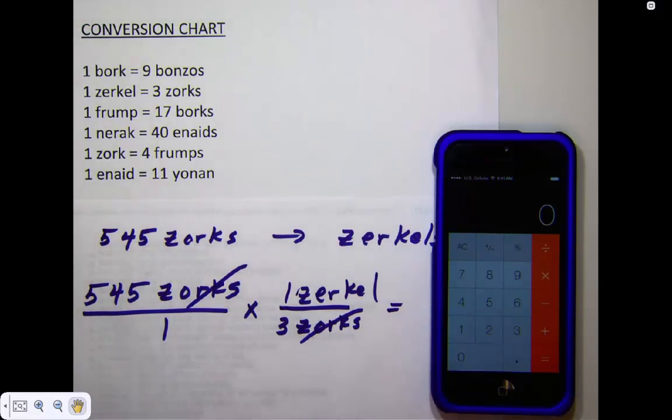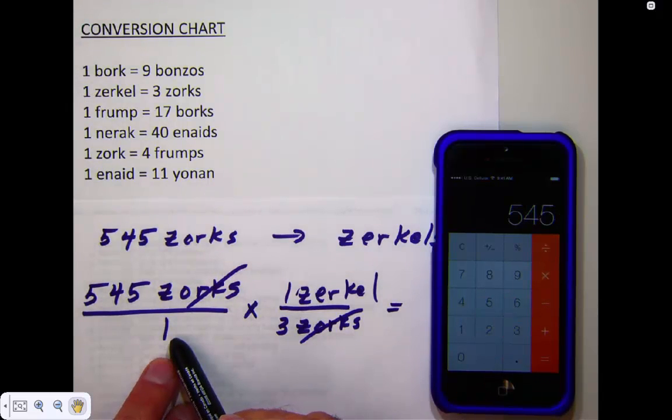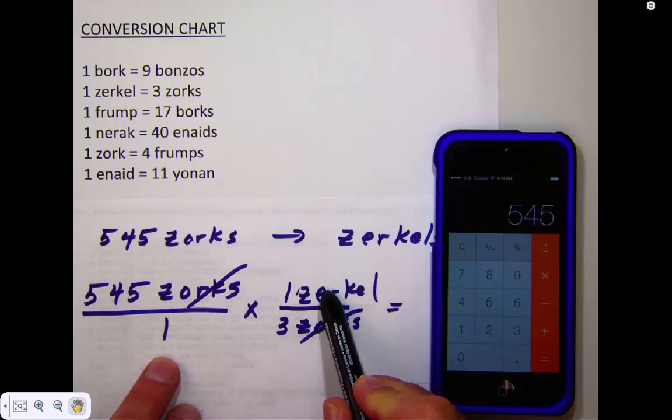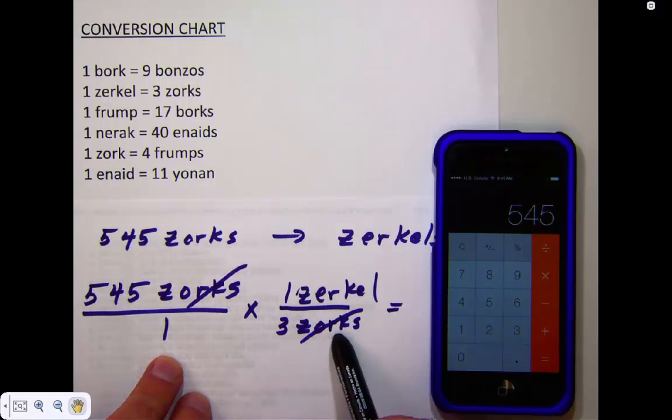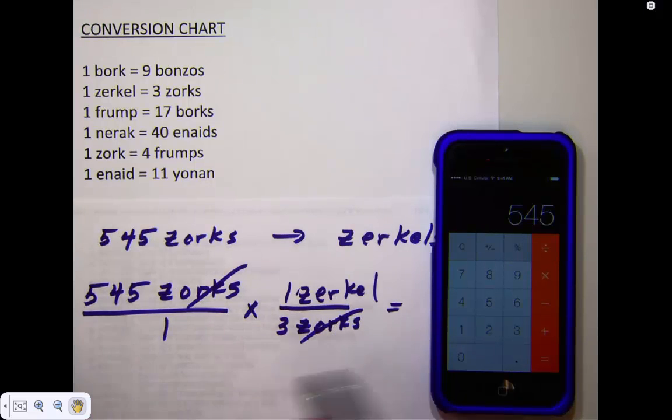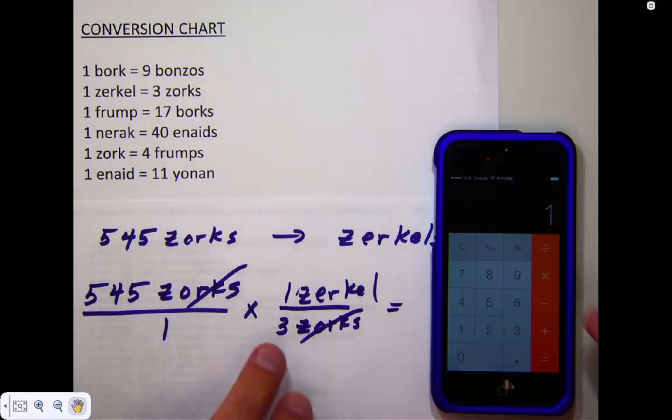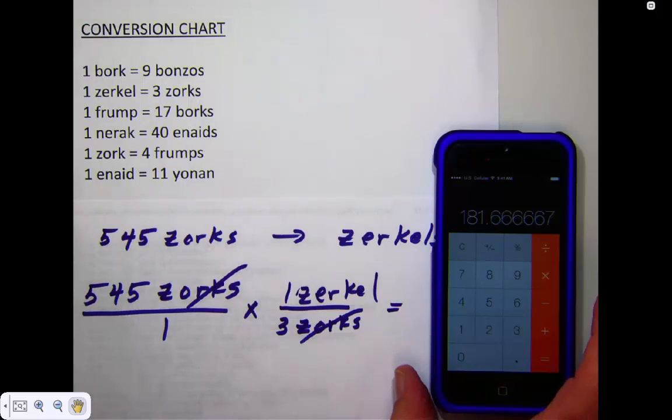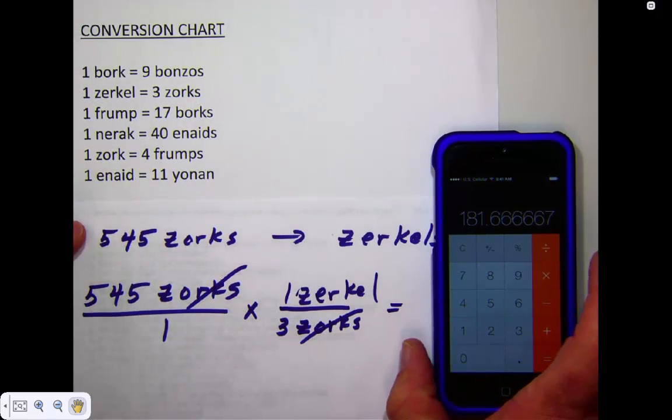We will start out by keying in the 545. We will divide by the number that's on the bottom, multiply by the next number that's on the top, divide by the next number that's on the bottom, and zigzag our way all the way across. So in this case, we'll take our 545, we'll divide it by 1, we'll multiply it by 1, we'll divide it by 3, and when we hit equal, we will get our answer. Our answer is 181.66666 repeating, and of course this is going to come out in Zirkles.